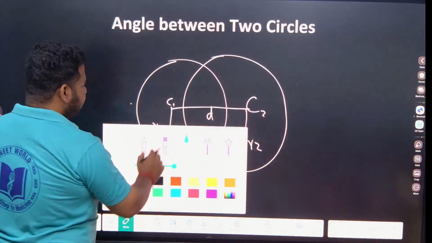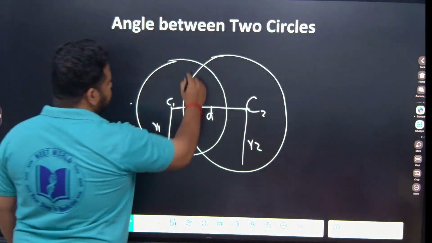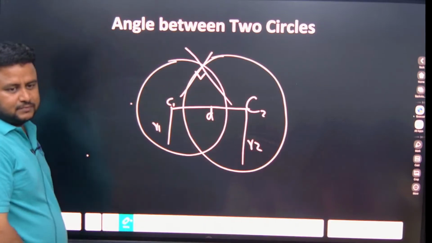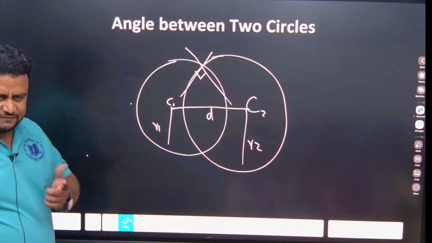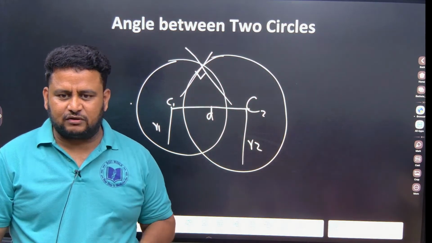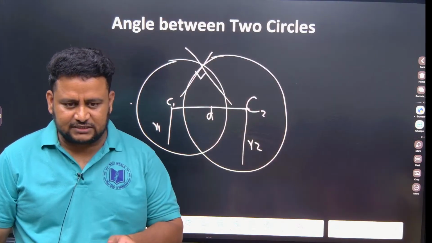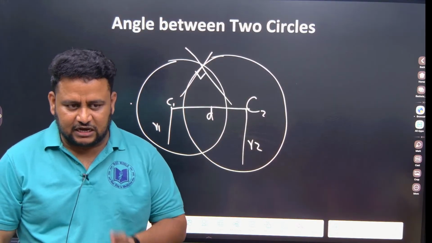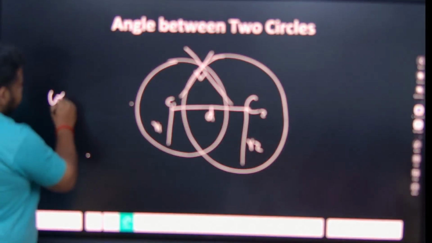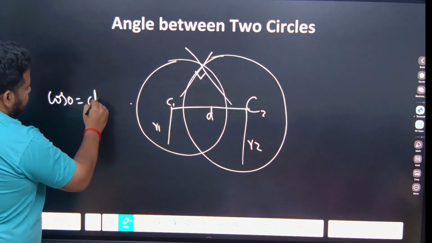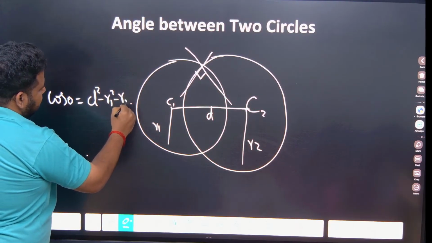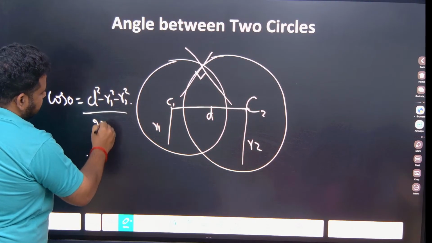Then the angle between them, you will write the tangent between them. That is the angle you will find out. There is one way, that is find out the slopes M1, M2. So you will find tan theta in terms of M1 and M2, something like that. That formula is there. Otherwise, the simple method is cos theta is equal to D square minus R1 square minus R2 square divided by 2 times R1 R2.